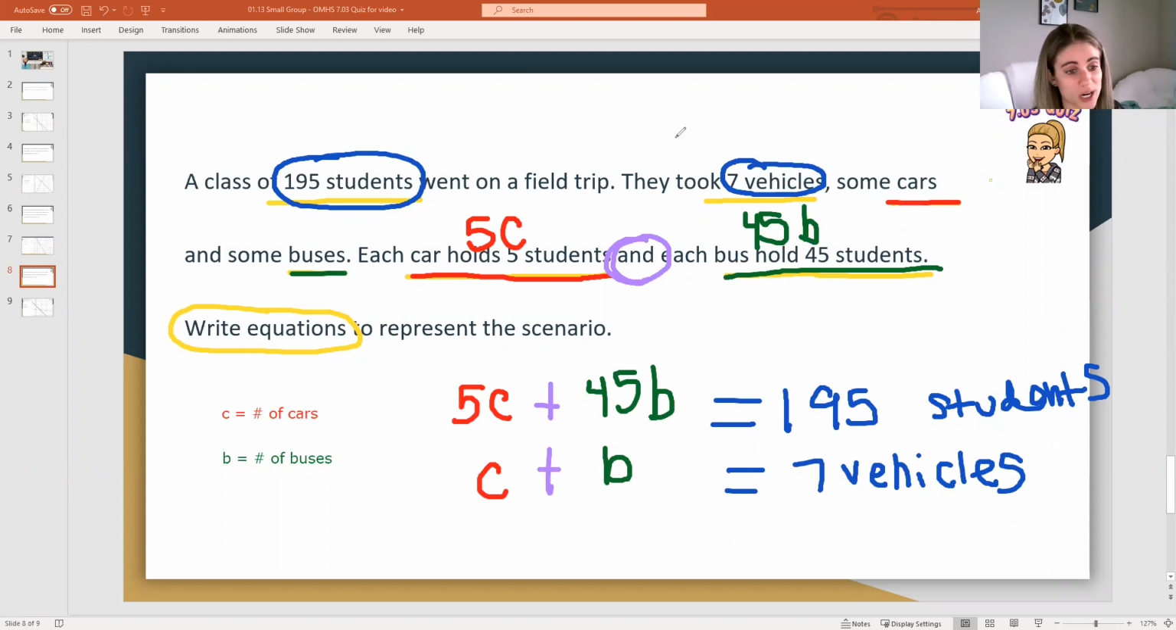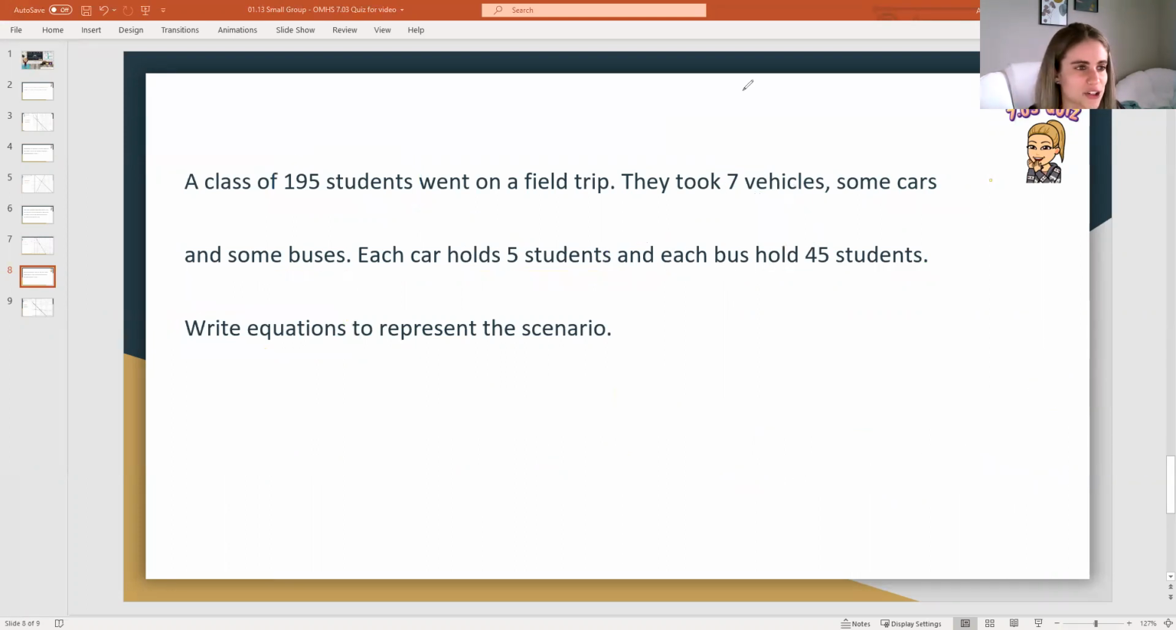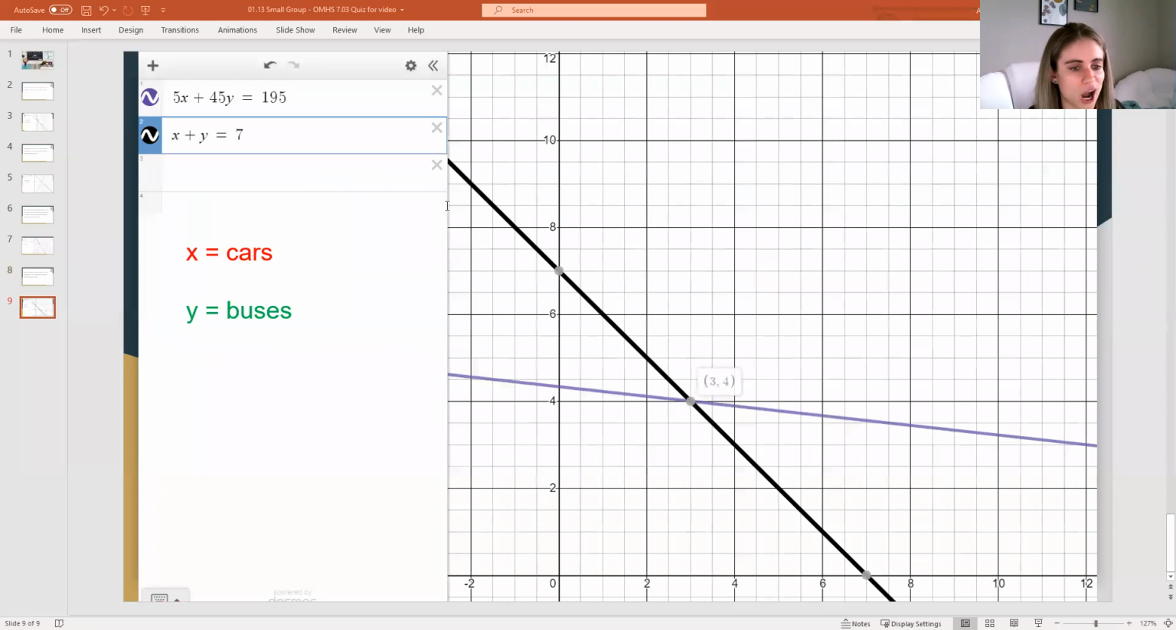And this would be one where I personally would use elimination, since neither one of them is in slope-intercept form, to solve, if you wanted to solve. But because I know you guys are visual, we just started elimination, I did go ahead and solve it by graphing, just like all the others. All right, here we have it, these 2 equations graphed. I just changed it so instead of C, X is cars, and instead of B, Y is buses.